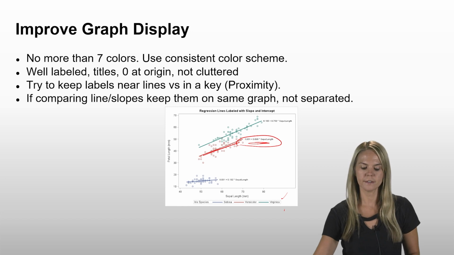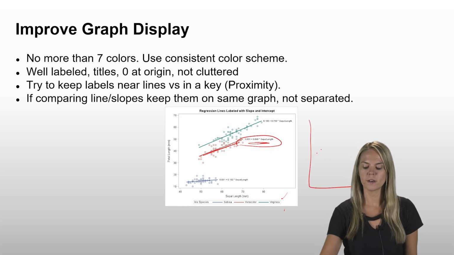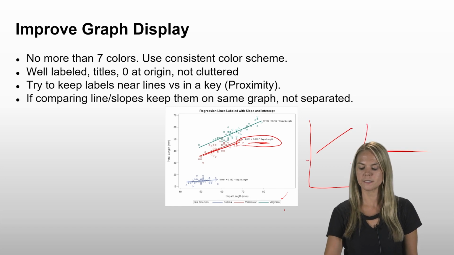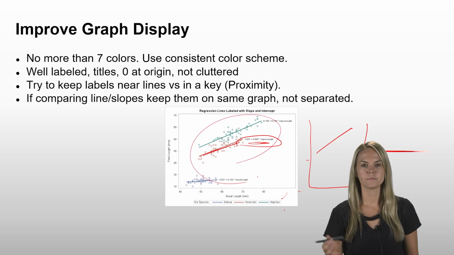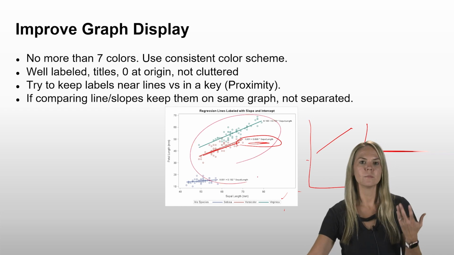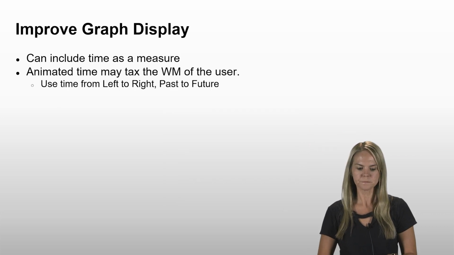Also, if you're comparing different slopes and lines, you don't want one here and then another graph here, and they're trying to compare across this and keep that in their working memory. You actually just put it all on the same thing, so they can see it more easily if it's all put together and kind of overlaid on top of each other.